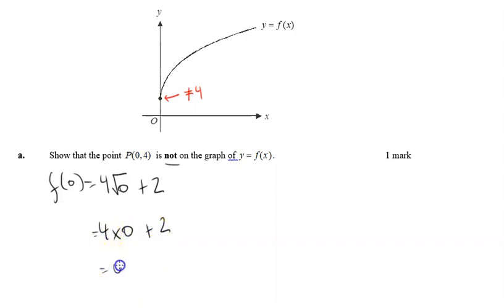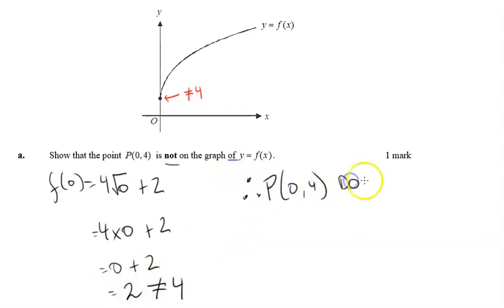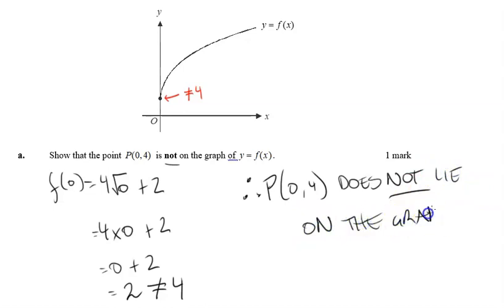4 times 0 gives me 0. So 0 plus 2 gives me 2, which does not equal the 4 as we expected. And that's all you have to write. Because we get 2, and this doesn't equal 4, therefore the point (0, 4) does not lie on the graph. That's all you need to do to prove that one.